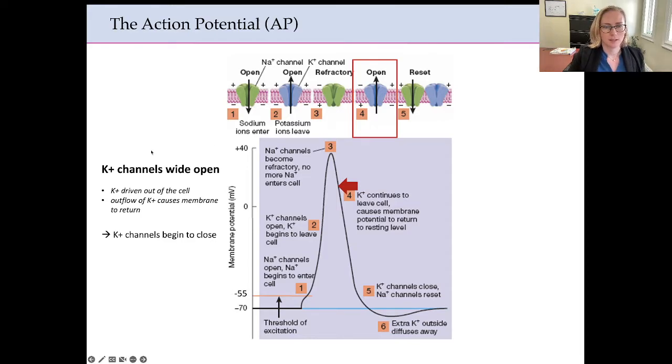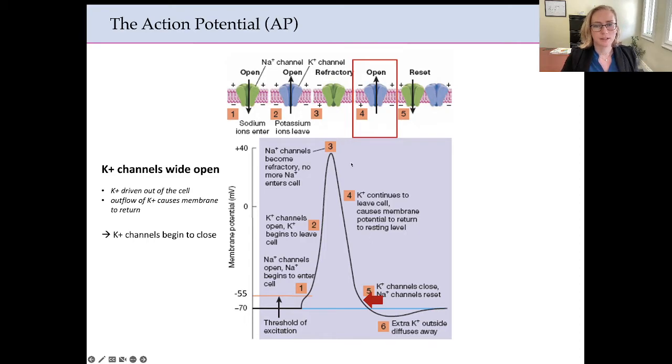Slowly start doing that. And during this process, when my little red arrow started coming back down here, it's actually repolarizing because potassium is still being driven out of the cell. That overflow of potassium still leaking out is going to cause the inside of the membrane to become negative again. It's going to continue doing that until we come all the way back down to resting potential. So here you can see potassium leaves the cell, causes the membrane potential to return to its resting level.